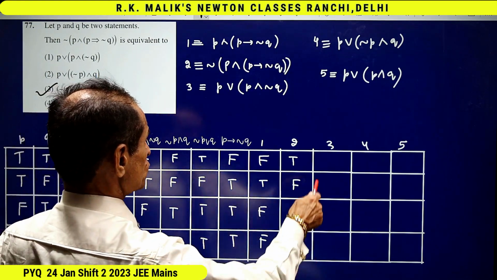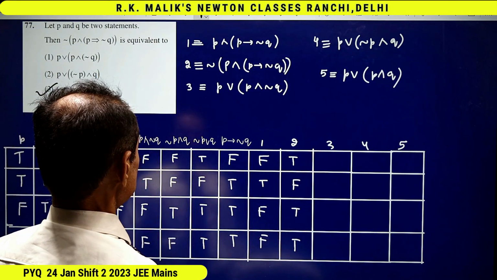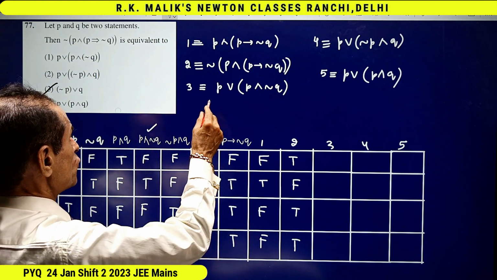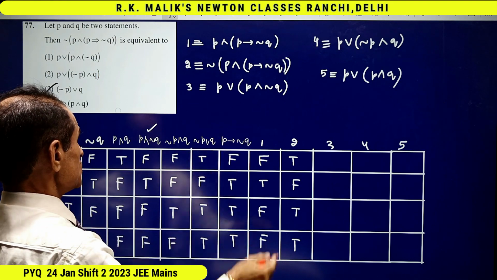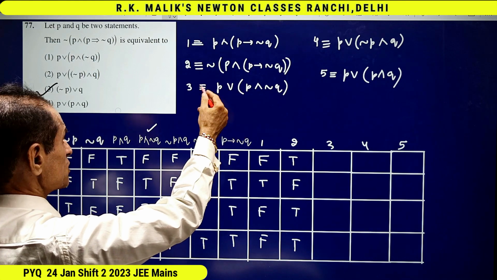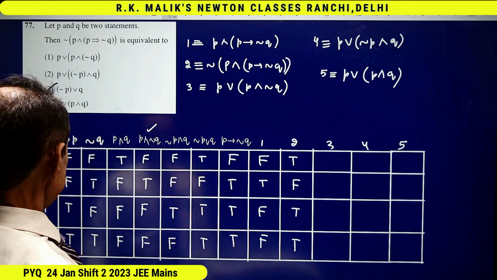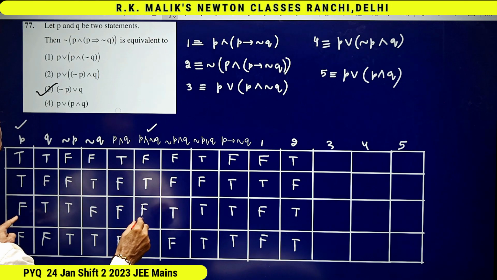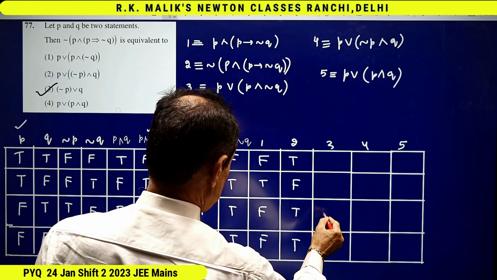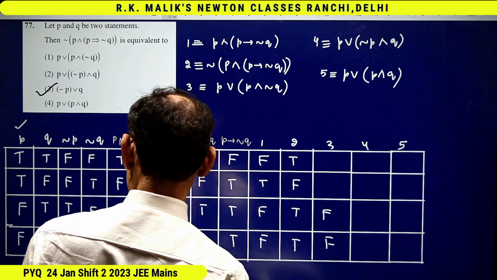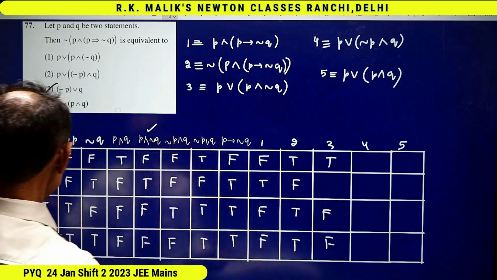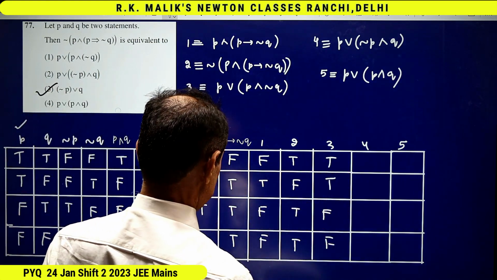To complete the truth table of 3, I'll be combining this and this, and you have to find the disjunction of these two, and the disjunction is false only if both are false, otherwise it is true. Both are false here and here both, therefore it will be F and it will be F. Here TF means T, TT means T.